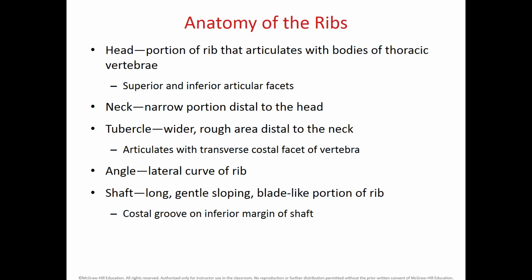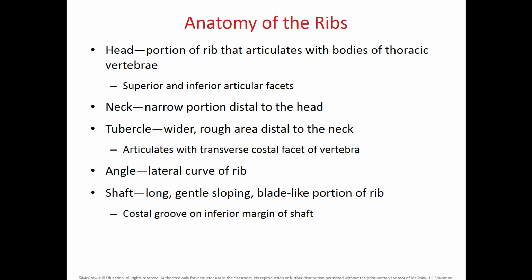So again, the head of the ribs connects to the bodies of the thoracic vertebrae at the superior and inferior articular facets. Then you have a narrow portion distal to the head that is called the neck. And then you have a tubercle that is a wider, rough area distal to the neck that articulates with the transverse costal facet in the transverse process of the thoracic vertebrae. Remember, the only vertebrae where we have connections to the ribs will be the thoracic, not the cervical, not the lumbar. And then the angle will be a lateral curve on the rib that allows the rib to go a little bit anterior and inferior.